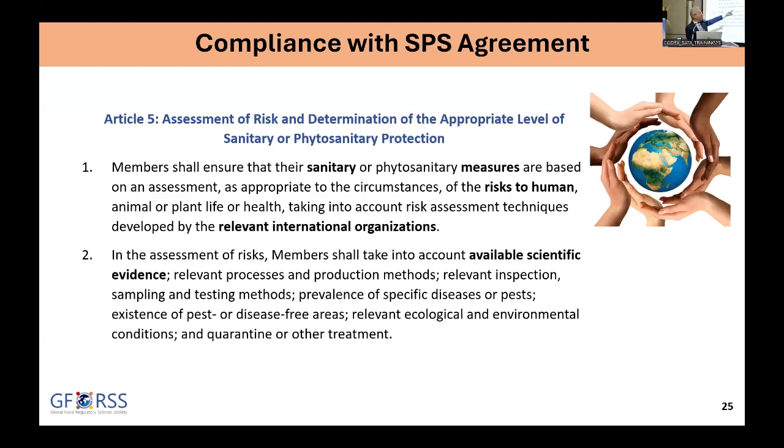And here, of course, given that the SPS Agreement is not only about food safety, but also about animal health and plant health, we're talking about assessing the risk not only to humans, but also to animals and to plants. And of course, we're talking about applying the best practices and the guidance provided by international organizations. It also directs us to use the best available scientific information and evidence in this regard.